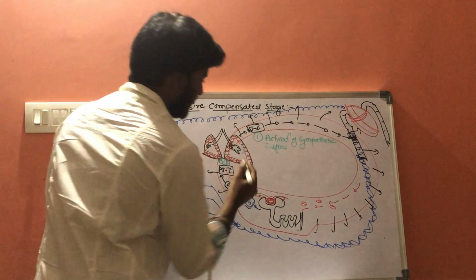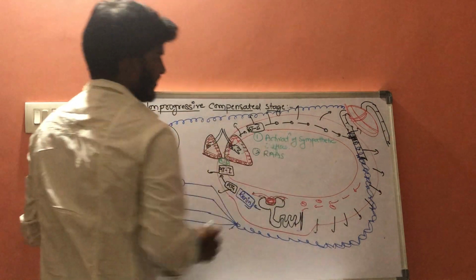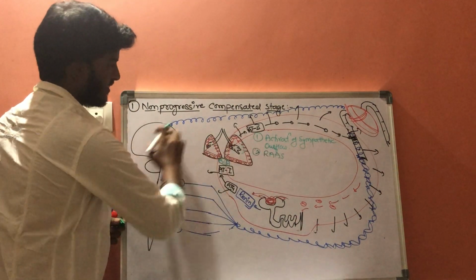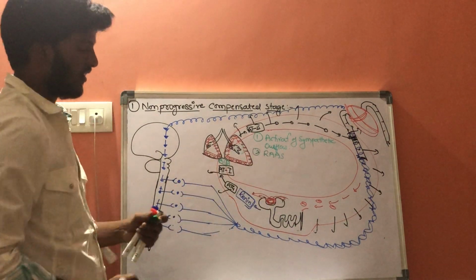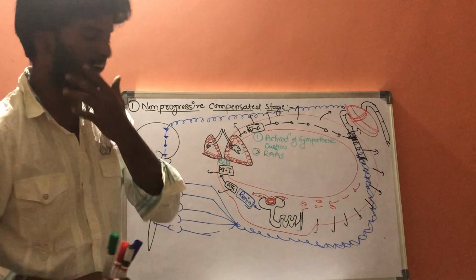The second mechanism is the renin angiotensin aldosterone system, which increases the blood pressure and decreases the bleeding.